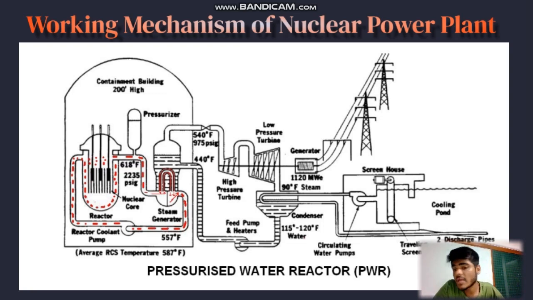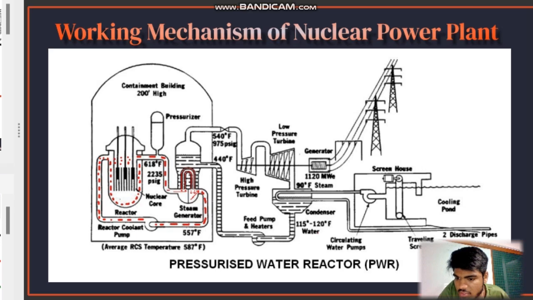So first, I would like to explain that a nuclear power plant is a complex system designed to generate electricity through nuclear reactions. It consists of several key components, each serving a specific purpose. So let's go through the working mechanism of a nuclear power plant along with the explanation of the mentioned parts. First, I would like to explain this part, which is the reactor.